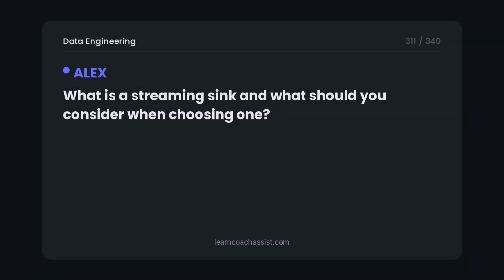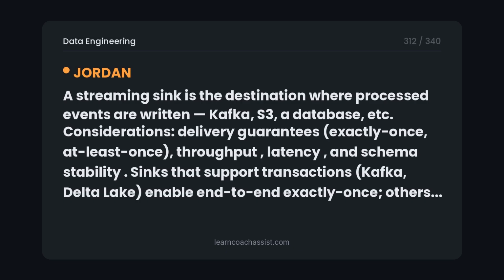What is a streaming sink and what should you consider when choosing one? A streaming sink is the destination where processed events are written: Kafka, S3, a database, etc. Considerations: delivery guarantees (exactly once, at least once), throughput, latency, and schema stability. Sinks that support transactions, Kafka, Delta Lake, enable end-to-end exactly once. Others, HTTP, generic DB, usually require idempotency at the destination.